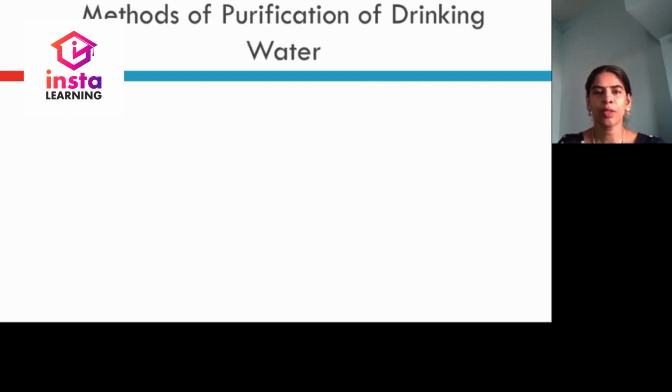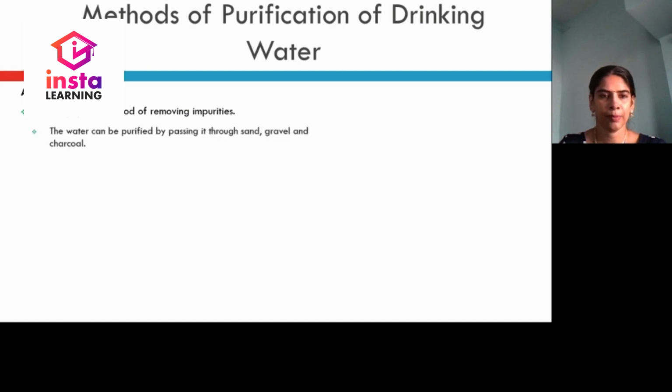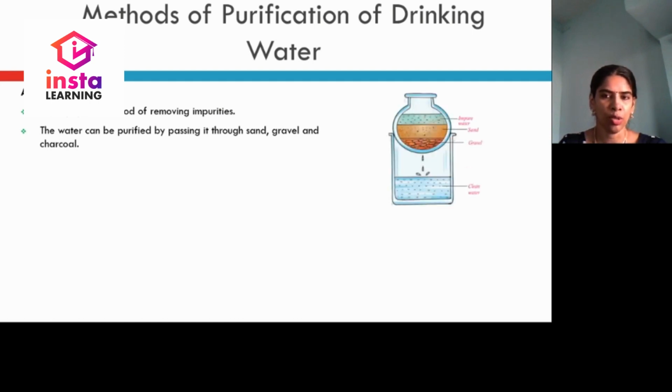Let us learn the methods of purifying drinking water. The first method is filtration. It is a physical method of removing impurities. The water can be purified by passing it through sand, gravel and charcoal. It is commonly done in villages.